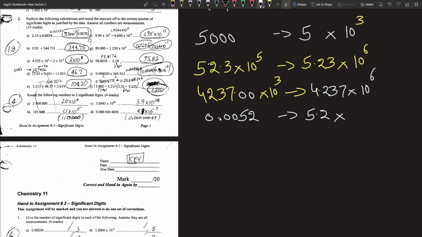Now, how many places do I have to move? 1, 2, 3. But this is 3 to the right, so it will be 10 to the power minus 3. Another way of thinking about it is, it's a really small number, way smaller than 1, so the power is going to be negative. Let me give you another one. What if I give you 0.010? Move it after the first non-zero number, so it should be 1.0 times 10 to the power 1, 2.